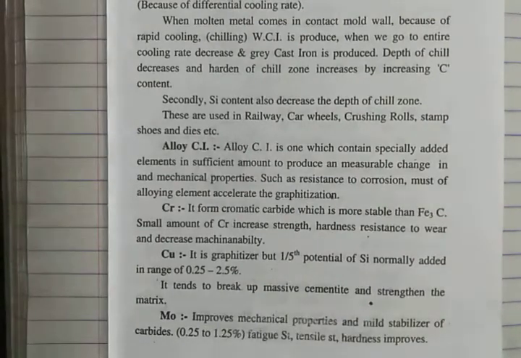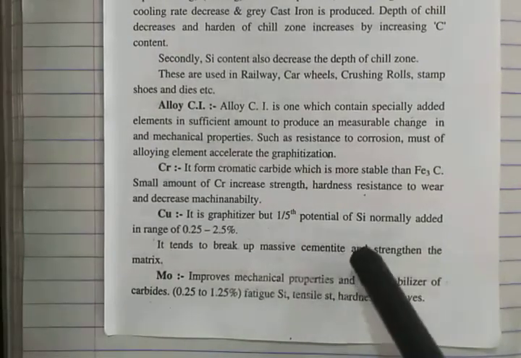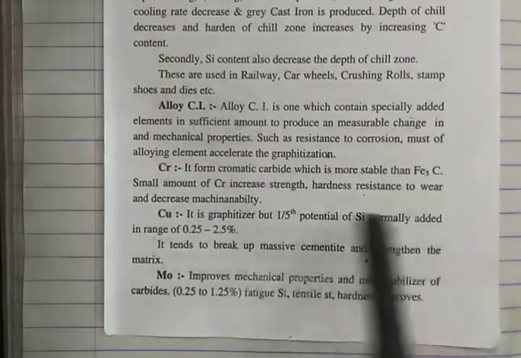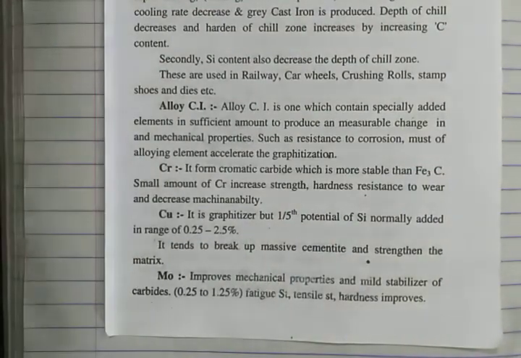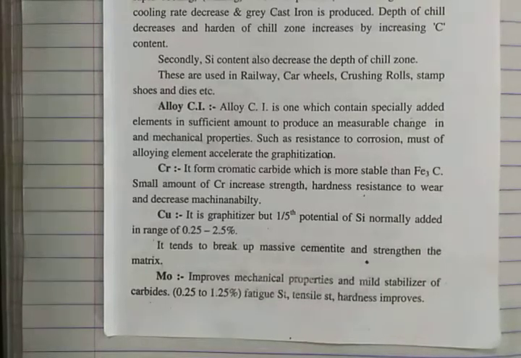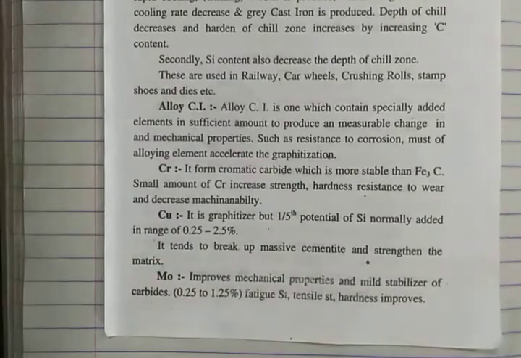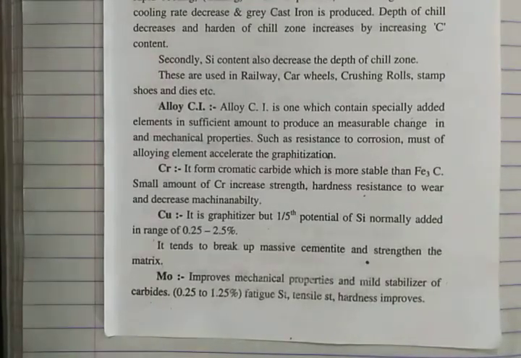Copper is a graphitizer, but with one fifth of the potential of silicon, normally added in the range of 0.25 to 2.5%. It tends to break up massive cementite and strengthen the matrix. Molybdenum improves the mechanical properties and is a mild stabilizer of the carbide. 0.25 to 1.25% molybdenum can be allowed. The fatigue strength, tensile strength and hardness improve.